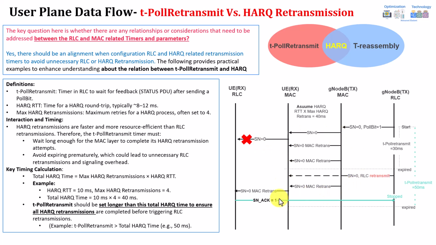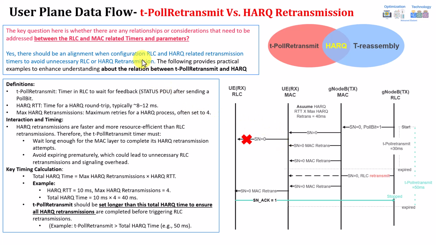So the takeaway from here is that the t-PollRetransmit should be greater than the MAC retransmission round trip time, to ensure the HARQ retransmission is not being interrupted by the RLC. And the timer should ensure that all the HARQ processes take effect. That's it. That's all about the RLC retransmission.